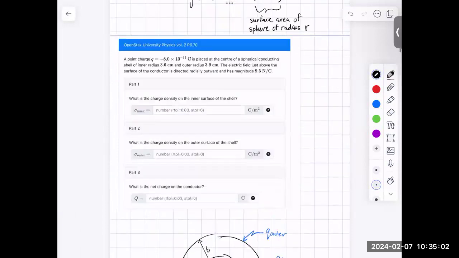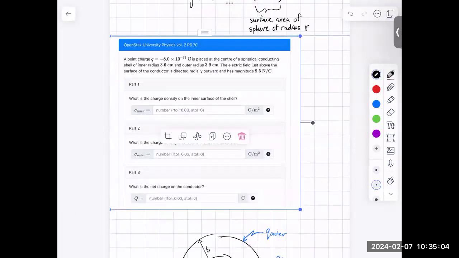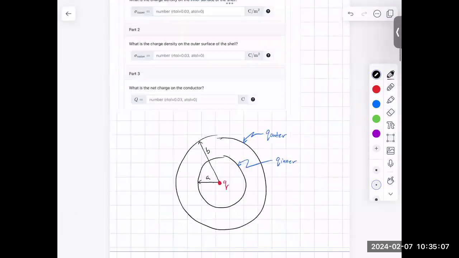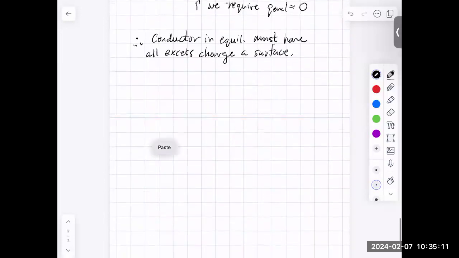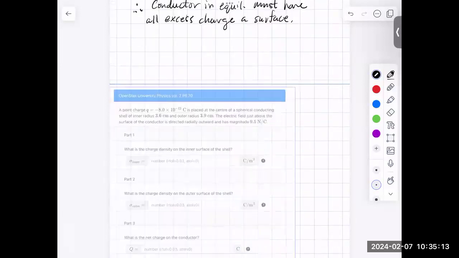So can I copy this? Let's see. Hopefully that worked. We'll see. I don't know. Yeah, there it is. Good.